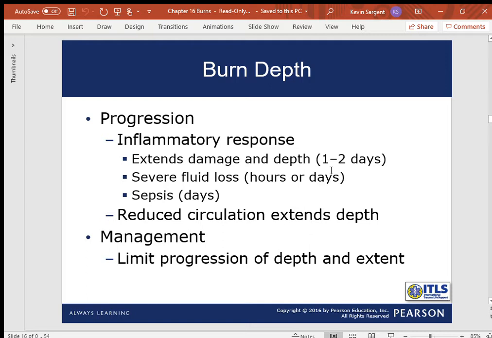Your management is to limit progression depth, so you want to take the heat out. So you want to put dry sterile dressings on it, maybe put some cool packs on it. If you have to, initially put some wet clean dressings over the top of it, or the water gel dressings that drape over the top of people, or over the extremities. A lot of fire service carries the water gel dressings, and you want to get the heat down and limit the extent. But generally, dry, sterile dressings are the way to go.